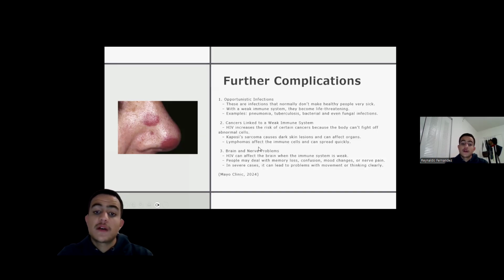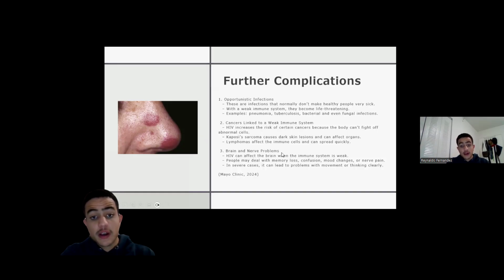And then lymphomas affect the immune system cells and can spread quickly because we have a network of lymph nodes around our body, and lymphomas are basically abnormal cells growing in the lymph nodes. And since this is basically the factory of HIV in the lymph nodes, then we have a faster spread of HIV. And then we also have brain and nerve problems.